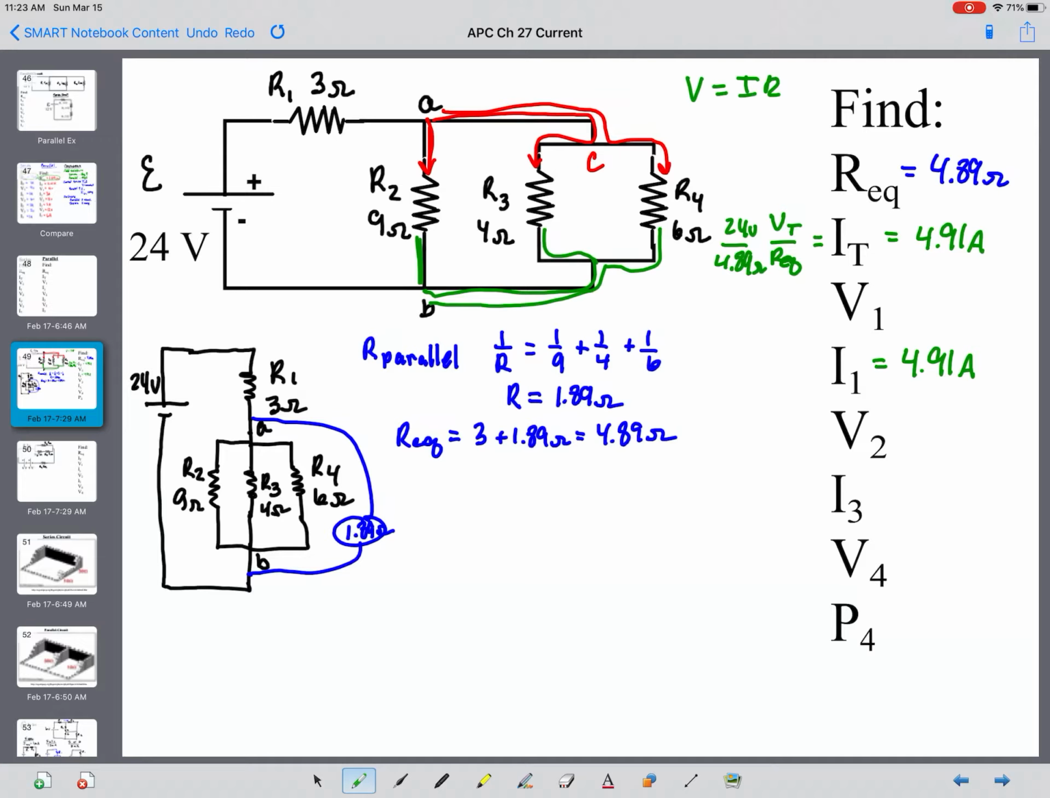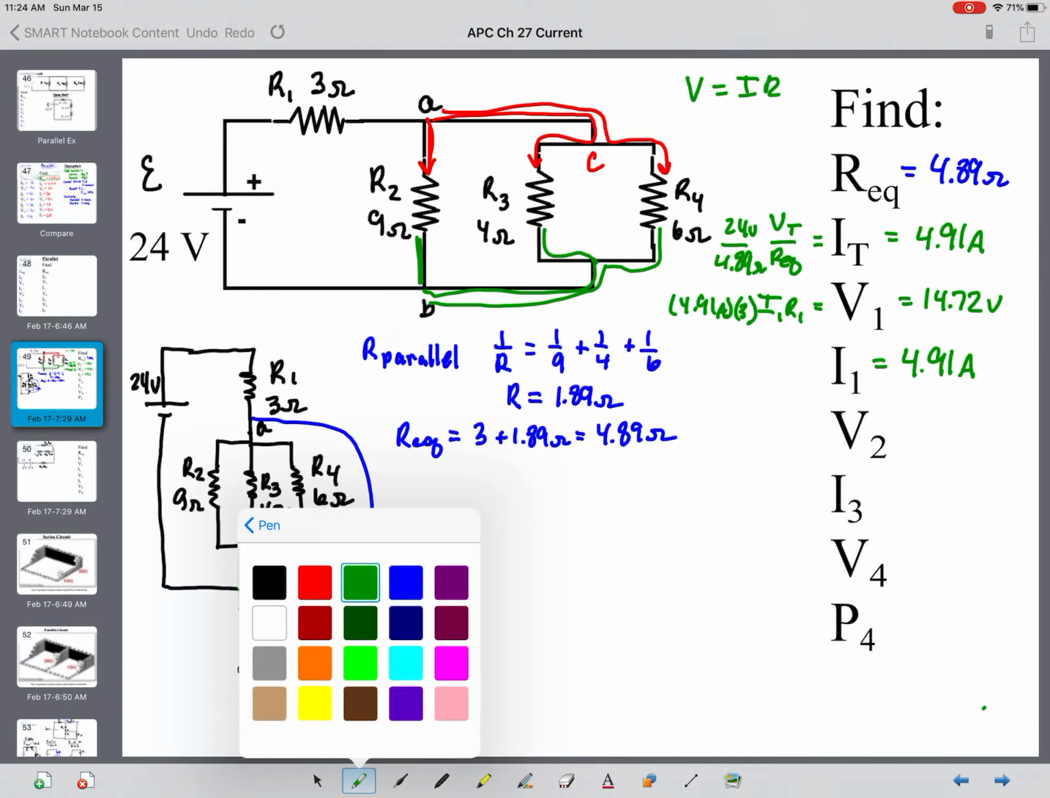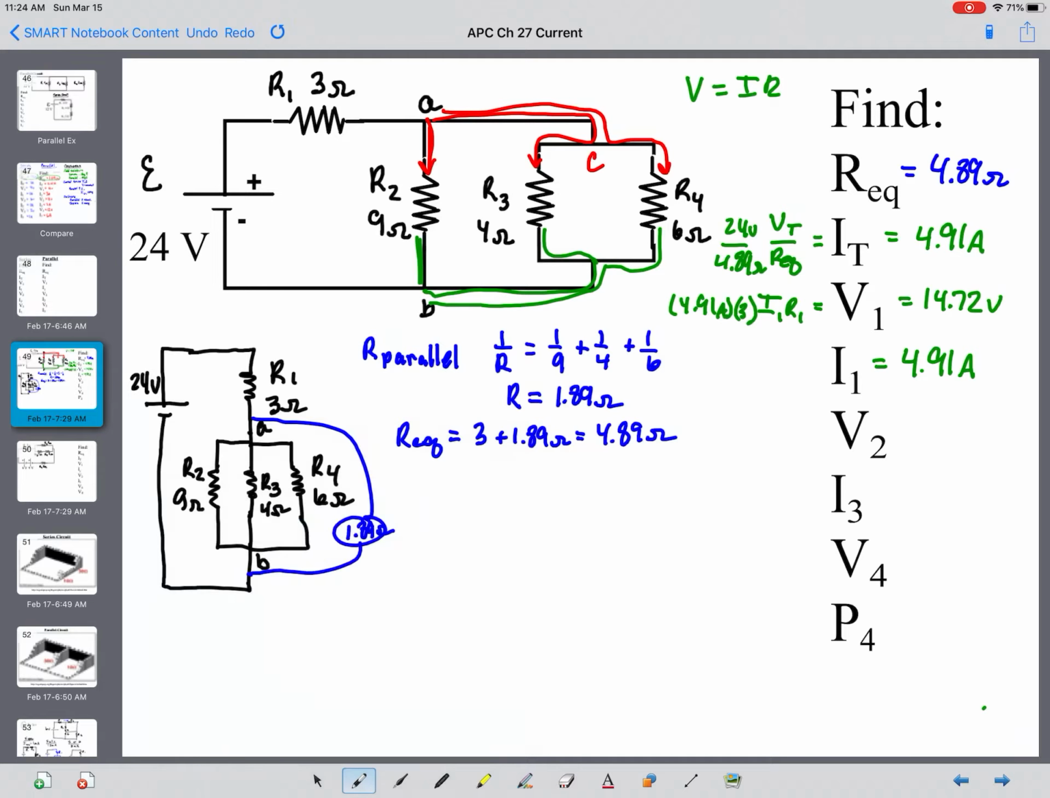So I1 would be the 4.91 amps. Then it splits up, and there's nothing else we can fill in without calculation for now. V1 would then be I1 R1. That's going to be your 4.91 amps multiplied by 3 ohms, and that's going to give us 14.72 volts. Now, next thing on our list would be V2.